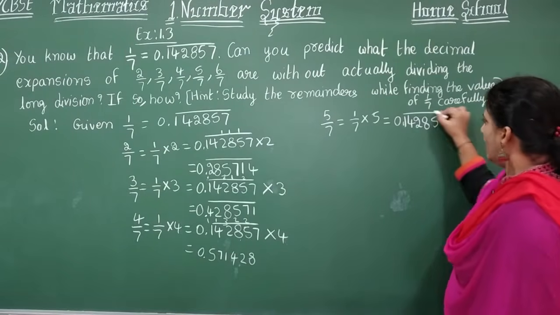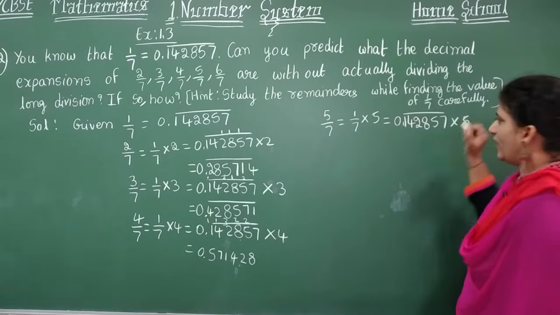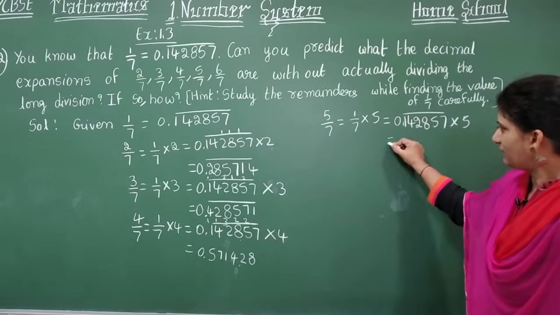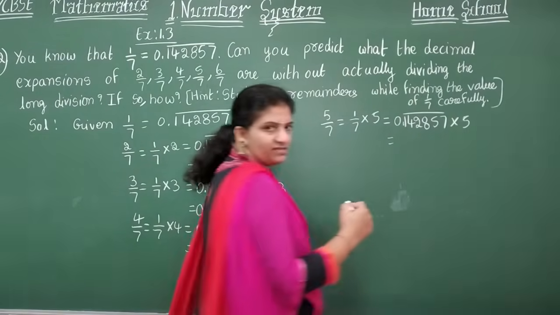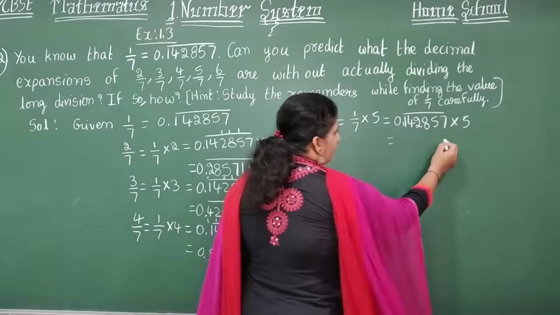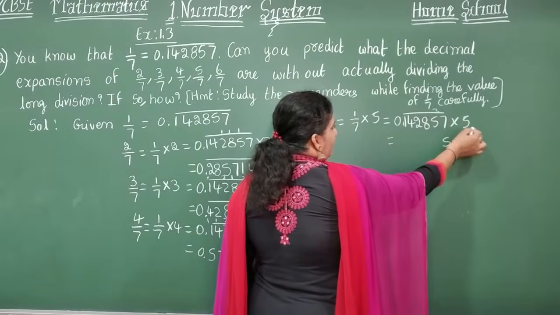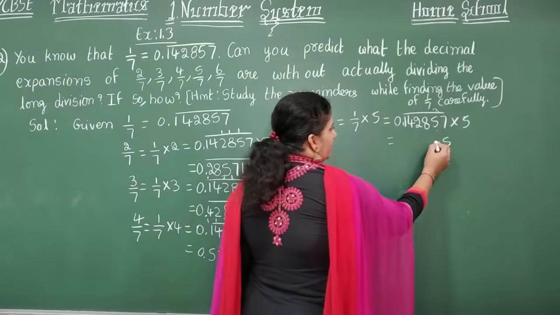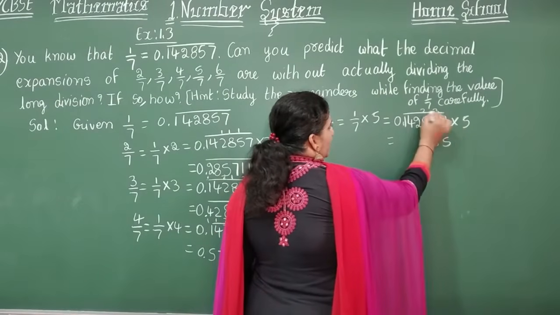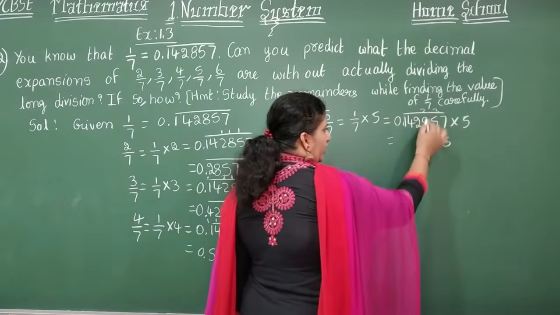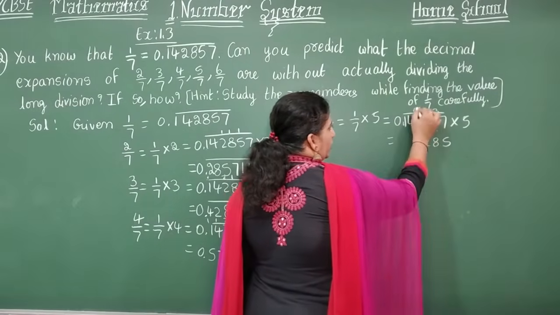0.142857 bar into 5. Right? Let's multiply here. 5 7s are 35. 3 carry here. 5 5s are 25. 25 plus 3 will be 28. 5 8s are 40. 40 plus 2 will be 42.